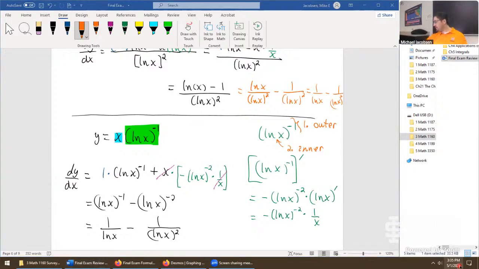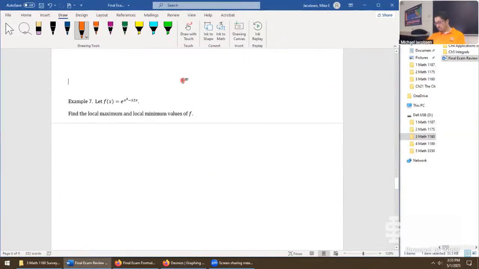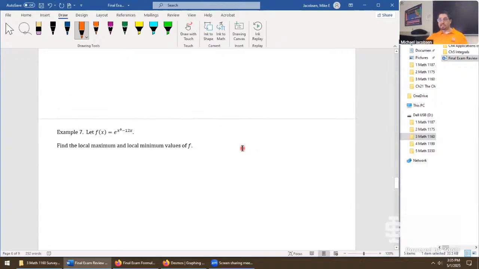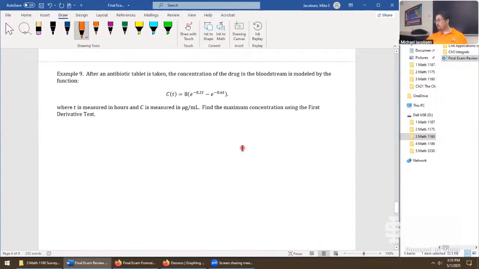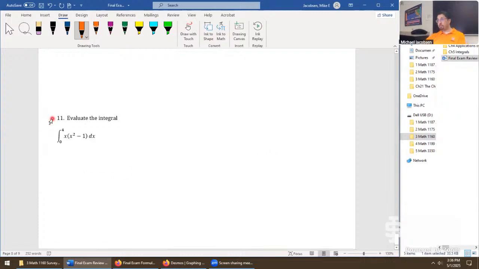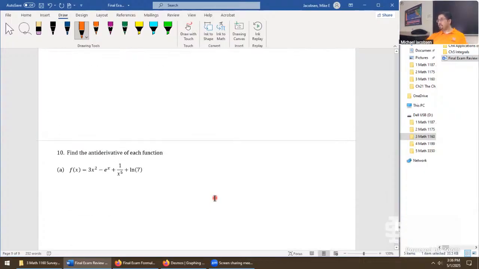Okay, we've got about 10 more minutes, well, 9 more minutes so far. So let's cherry pick on the next problem. This is an optimization problem with no context, local max, local minimum. This is an optimization problem with context. So it looks like another antibiotic drug concentration type of problem. Slightly different sort of function, but nothing too different than what we've done. Then after that is antiderivatives, and this would be the extra credit type of question on the real final exam. Any questions that folks would like to see first out of that list?